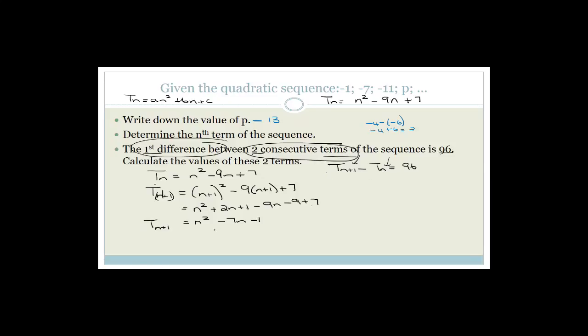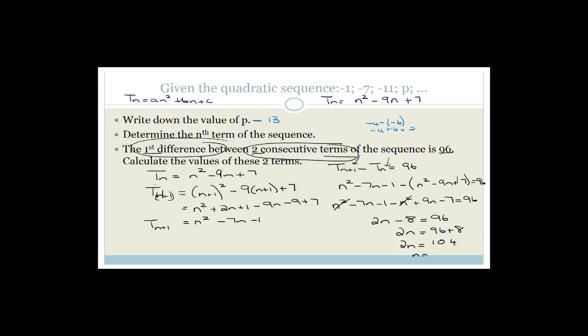So let's do this. We've got n squared minus 7n minus 1 minus bracket n squared minus 9n plus 7, all equals 96. So it becomes n squared minus 7n minus 1 minus n squared, I'm multiplying out the bracket, minus times minus is a plus 9n, minus times a plus is a minus 7, equals 96. This cancels with this and you get 2n minus 1 minus 7 is minus 8 equals 96. Therefore, 2n is 96 plus 8, so 2n is going to be 104. Therefore, n is going to be 52.